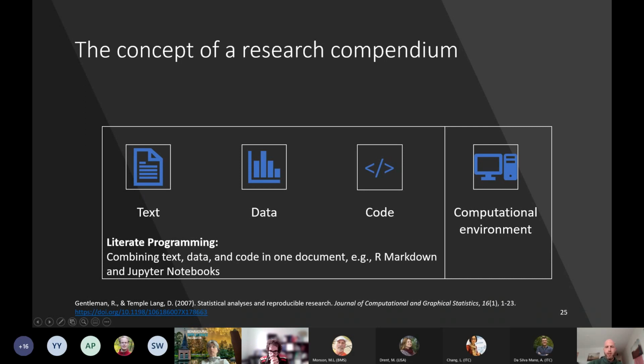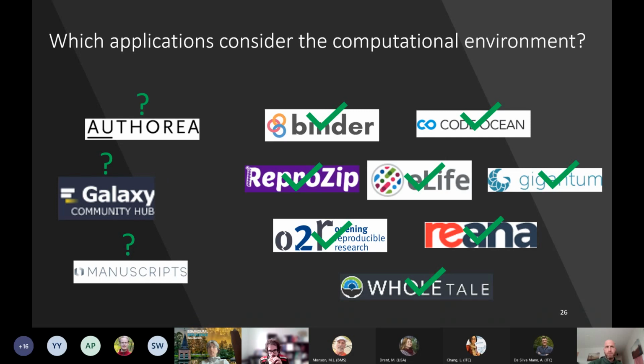But we've learned that it is not only about these three components, it's also about the computational environment. If the computational environment is not considered, we cannot guarantee that others can reproduce the same results or execute the code at all. This raises the obvious question, which of the applications do consider the computational environment?